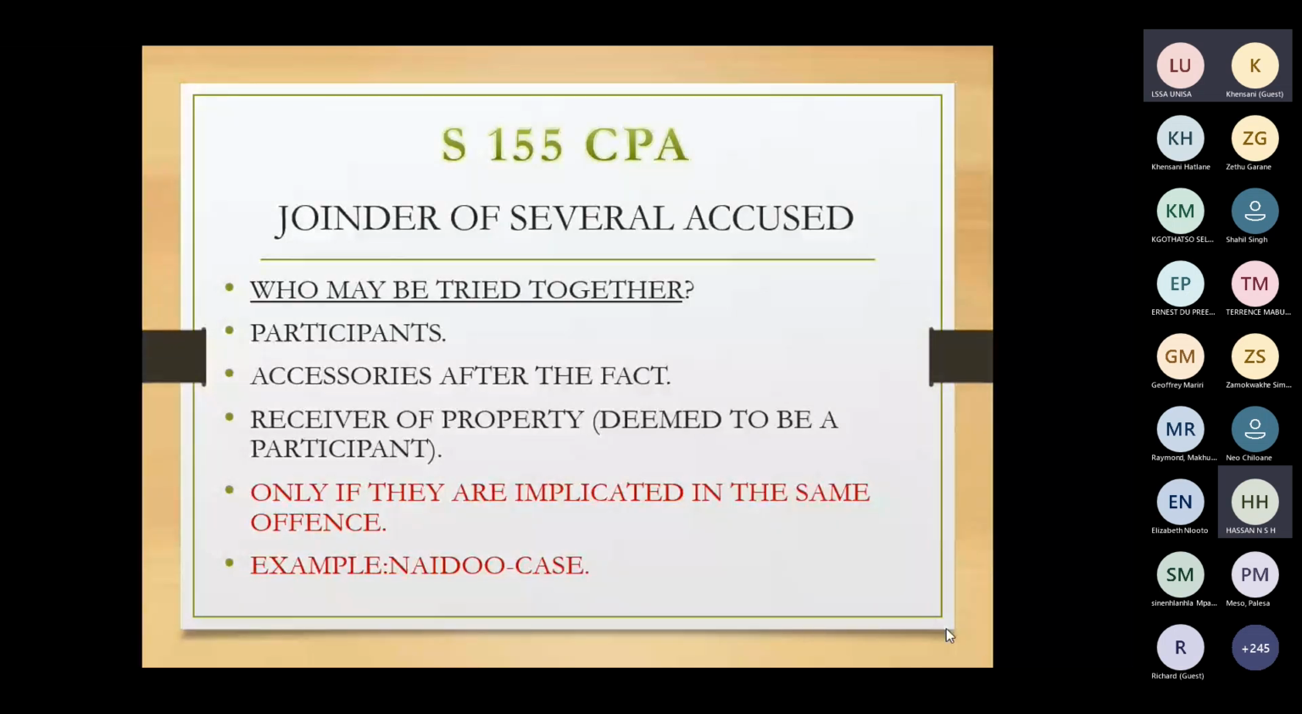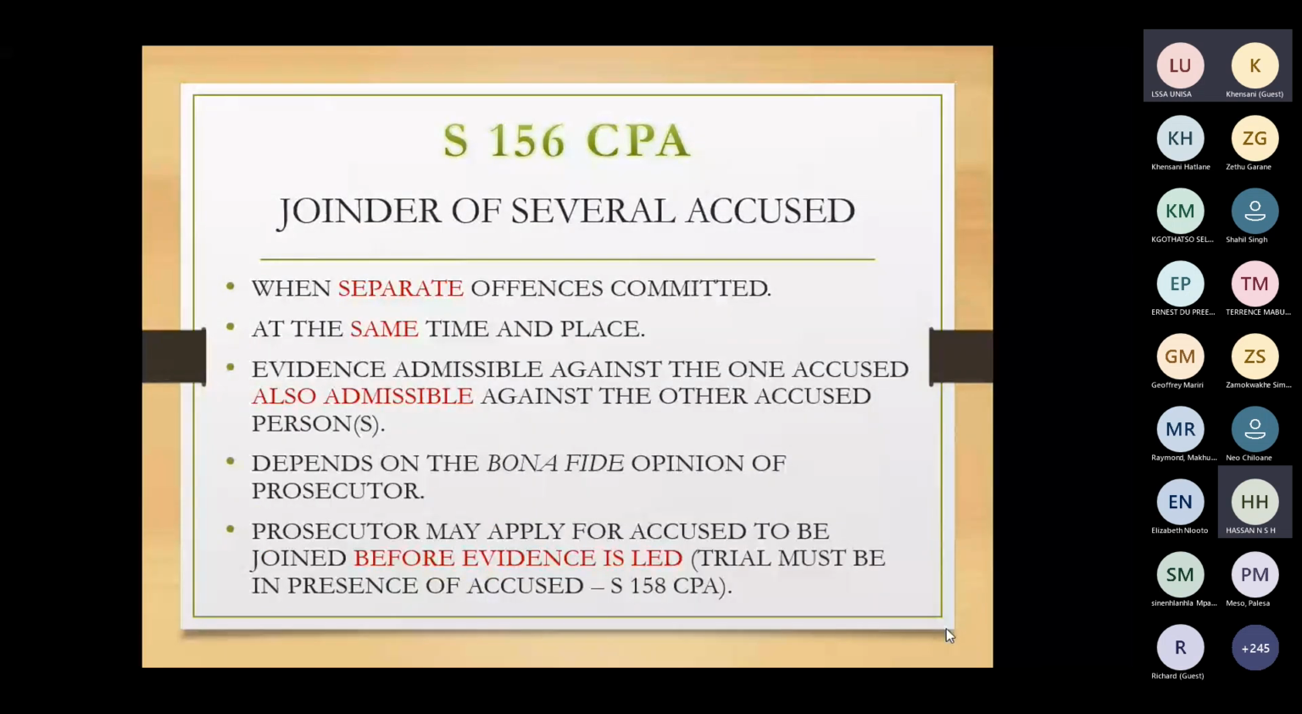And then, as I said, furthermore, if separate offenses are committed at the same time, at the same place, and the evidence that is admissible will be against one person other than the other one, then it will depend on what the prosecution would like to do. Would the prosecution decide to join all of them together, or would the prosecution like to proceed against whoever they have the stronger evidence against?